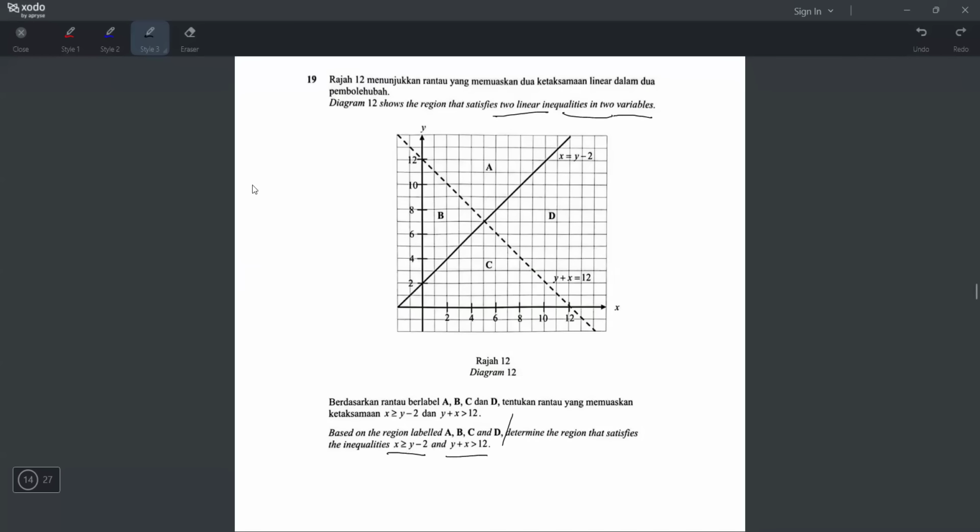Okay, when your line is horizontal and you want bigger, you have to lorek atas, smaller you lorek bawah. But if your line is vertical, you kena tengok kiri kanan. Kalau bigger lorek kanan, smaller lorek kiri. But what if your line is sengit? Okay, or maybe sengit like that. Okay, I always tell my student this.